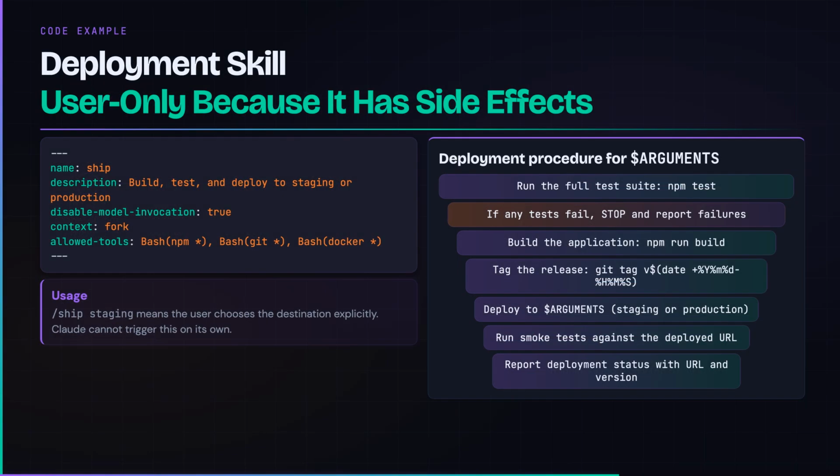Think of deployment like handing someone the keys to a real building. You do not want an assistant doing that by accident. The ship skill uses disable-model-invocation: true and context: fork with npm, git, and docker commands allowed. The user invokes it with /ship staging. The procedure runs npm test, stops and reports if tests fail, runs npm run build, tags the release with the date and time, git tag shown on screen, deploys to the argument value for staging or production, runs smoke tests against the deployed URL, and reports the URL and version.